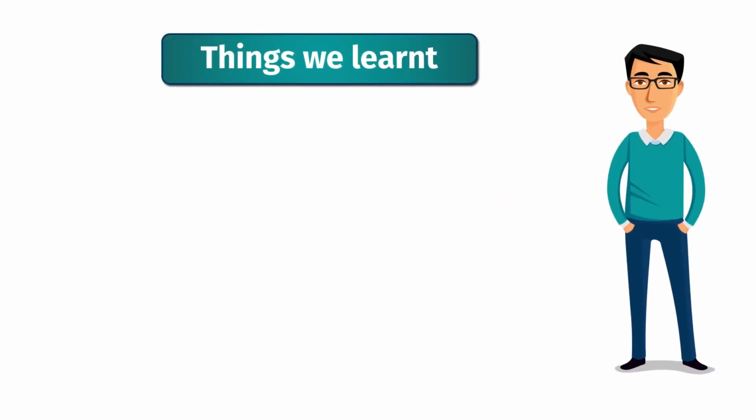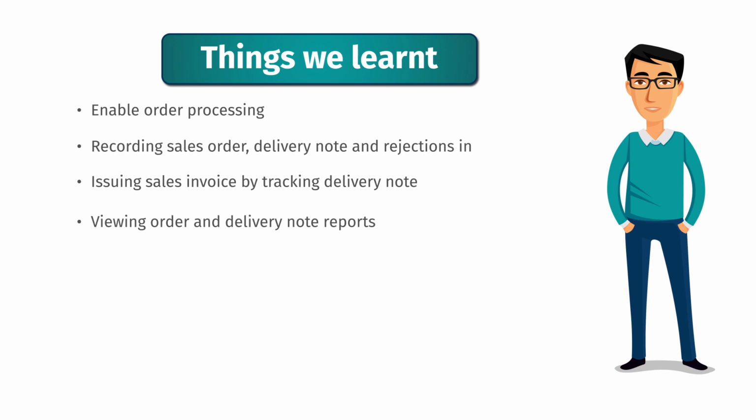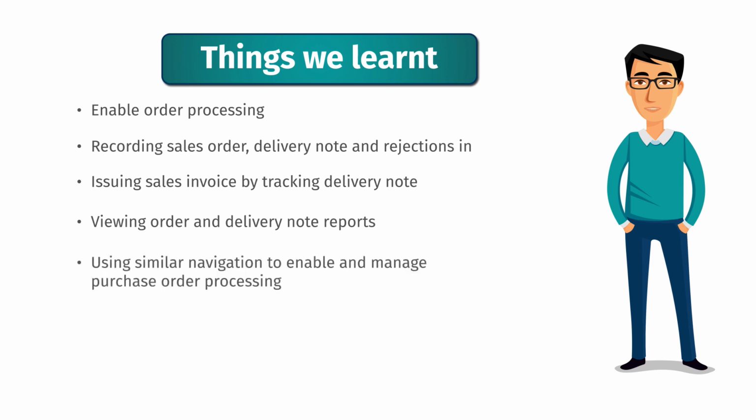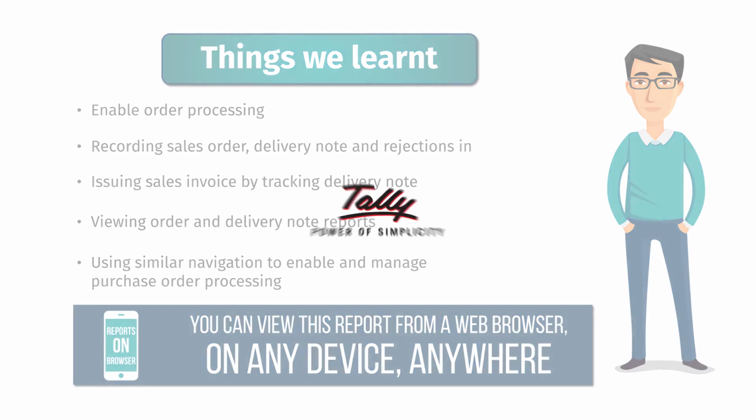Alright, a quick recap of things we learned in this session. Enabling order processing, recording sales order, delivery note and rejection in, issuing sales invoice by tracking delivery note, viewing order and delivery note reports, and using similar navigation to enable and manage purchase order processing. With our latest TallyERP 9, you can access order reports from a web browser on any device, anywhere.